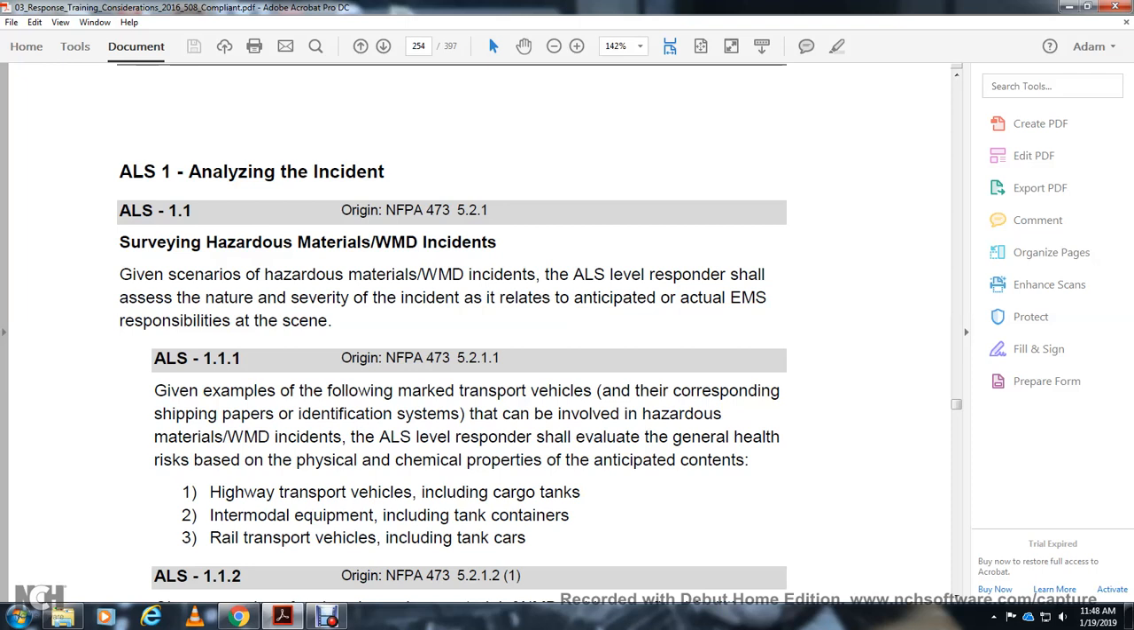Given examples of medical transport vehicles with the corresponding shipping identification of the victim that may be involved in a hazardous materials weapons of mass destruction incident, the advanced life support level of response shows the general health risk based on the physical and chemical properties of the anticipated contents of highway transport vehicles, including cargo tanks and intermodal equipment, including tank containers, and rail transport vehicles, including tank cars.